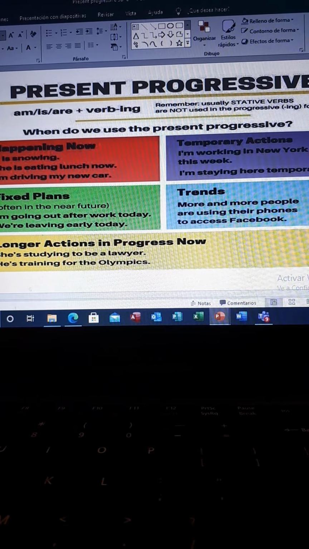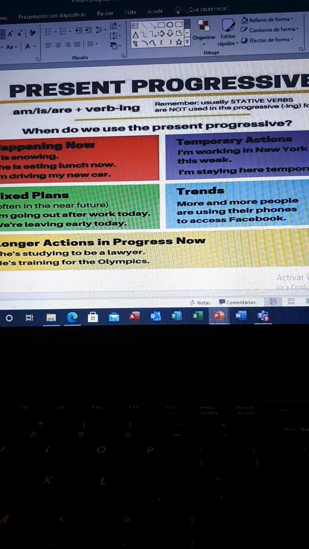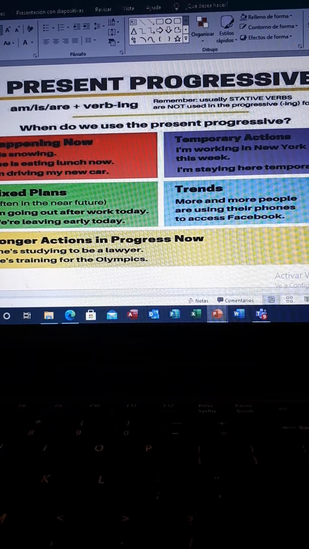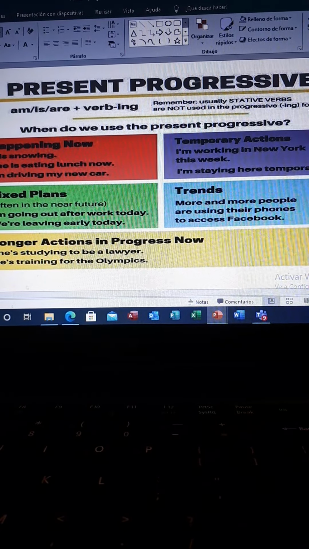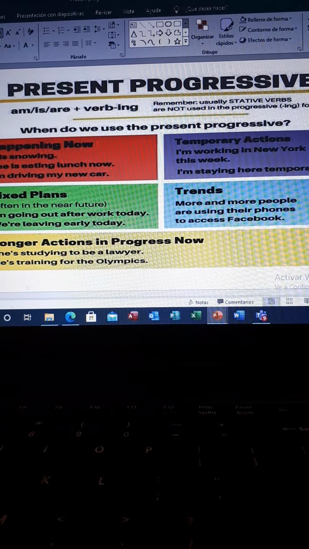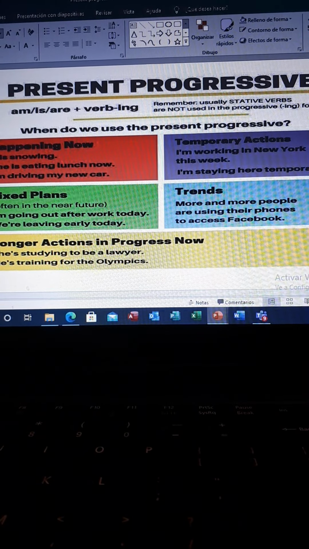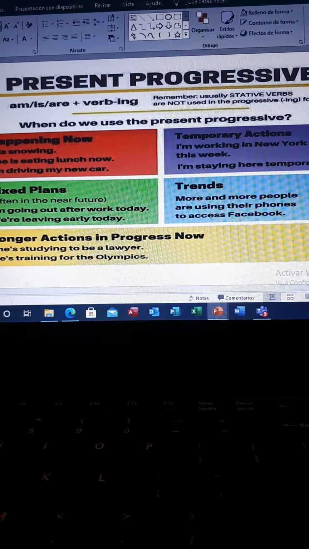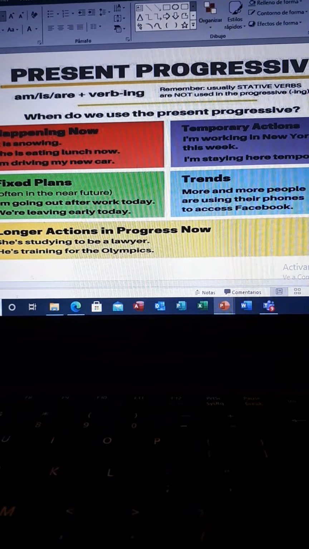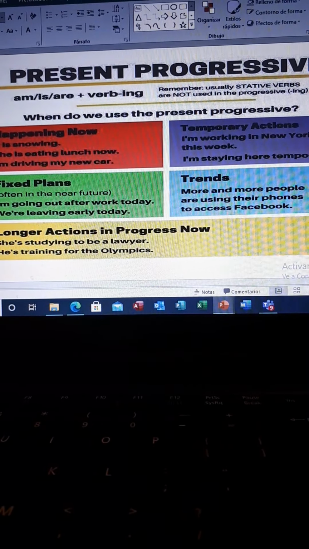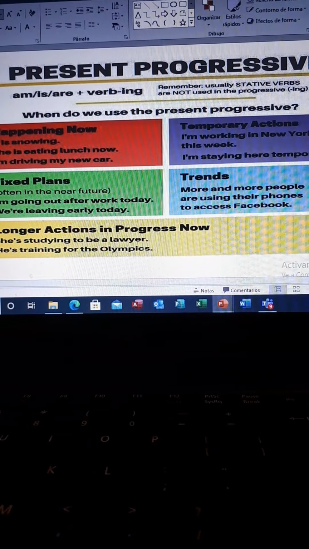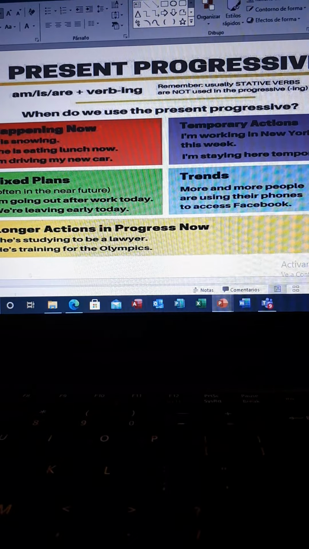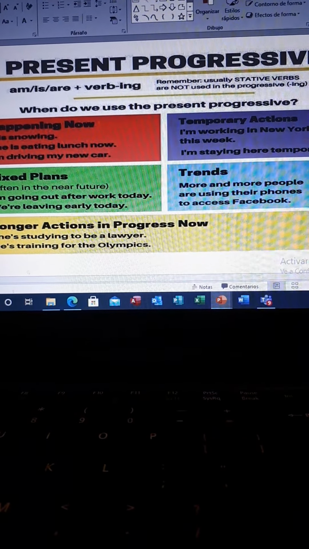First of all, what is happening now? At the moment of speaking, we are listening, you are writing, you are paying attention, you are listening to the class, you are thinking, she's studying, etc. So when something is happening at this moment, for example, it is snowing, or she's eating lunch now, or I'm driving my new car. Snowing, eating, driving are actions, so we're going to add ing.